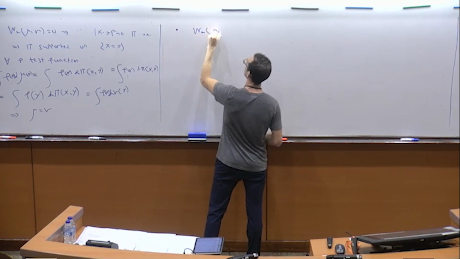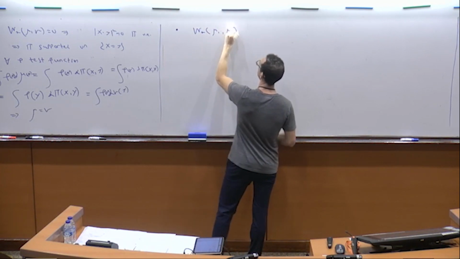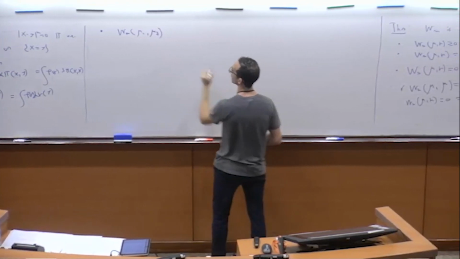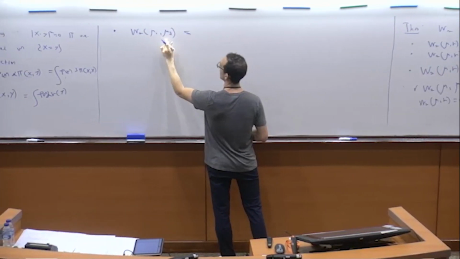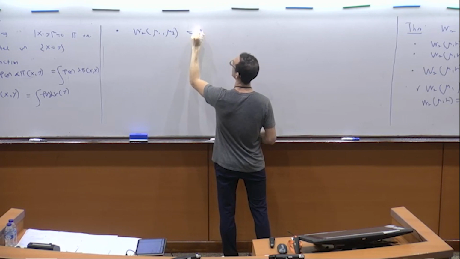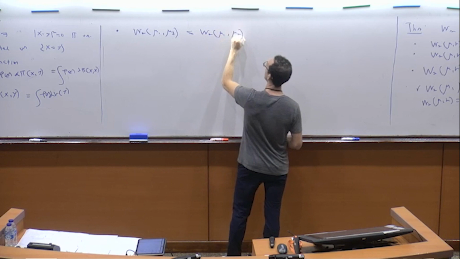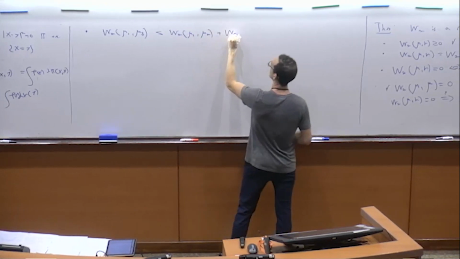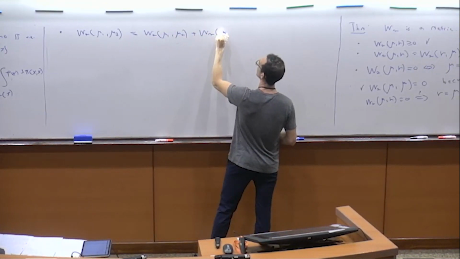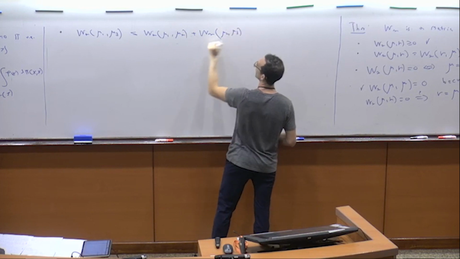So we need to show that if we have mu1, mu2, mu3, then W2 between mu1 and mu3 is smaller than the distance between mu1 and mu2 plus the distance between mu2 and mu3. Okay, so that's what we need to show.